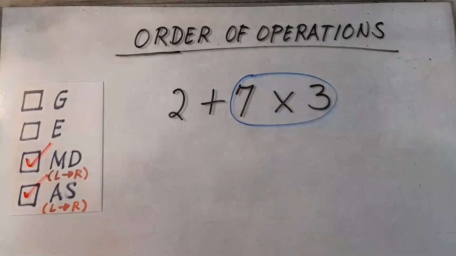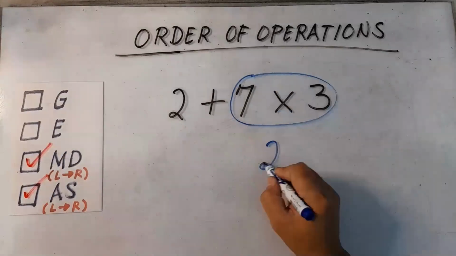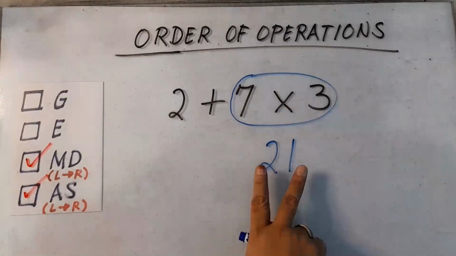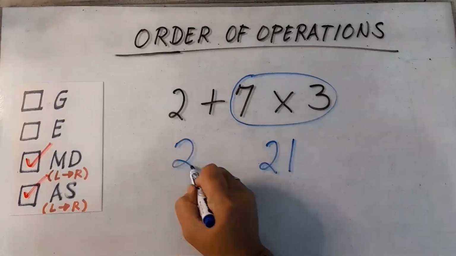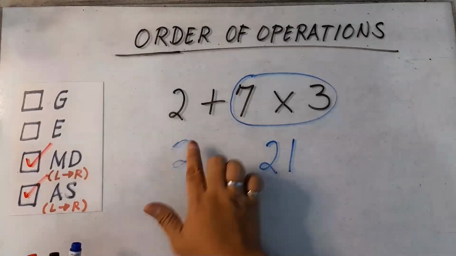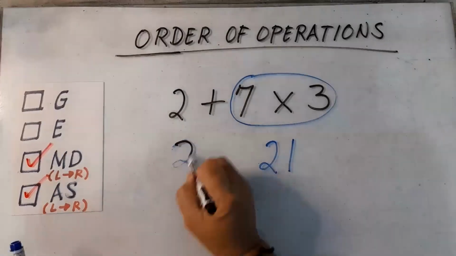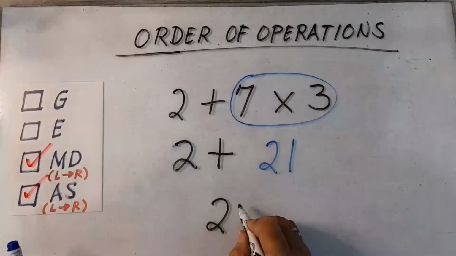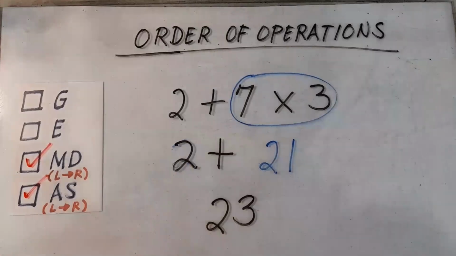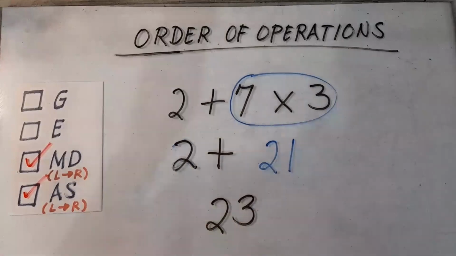And 7 times 3 will be 21. Yung lumabas na dun sa multiplication natin, i-add natin ngayon sa 2. Okay? So, that's 2 plus 21. And what will be our answer? Yung sagot natin ay 23. Okay, let's have another example.